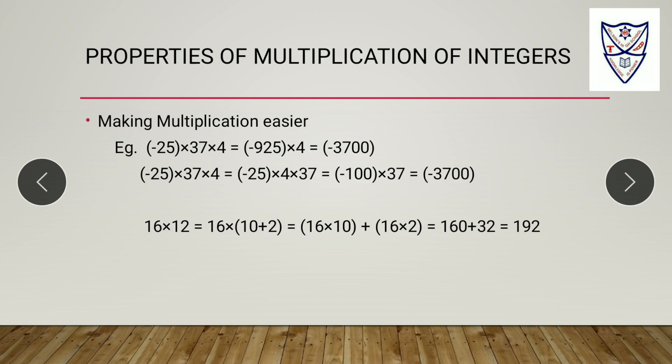If we want to do 16 multiplied by 12, we can use distributivity of multiplication over addition. Here, instead of 12 we can write 10 plus 2. So we get 16 multiplied by (10 plus 2), that is equal to 16 multiplied by 10 plus 16 multiplied by 2. 16 tens are 160, 16 twos are 32. So 160 plus 32 is equal to 192. This way we can make multiplication easier using the multiplication property.